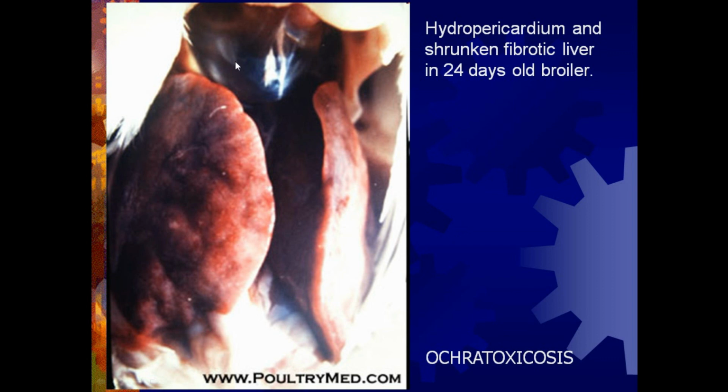This one here is a hydropericardium. It means watery pericardium, and you can also see a rough surface in the liver. That indicates fibrosis. You can see here the case of high contamination of ochratoxin over a very short period. For example, here in a 24 days old broiler, liver fibrosis occurs.